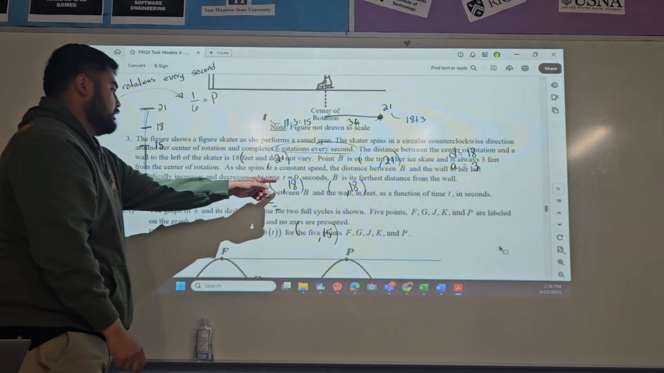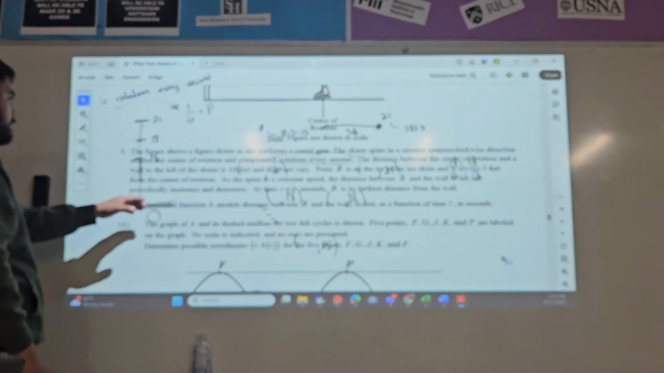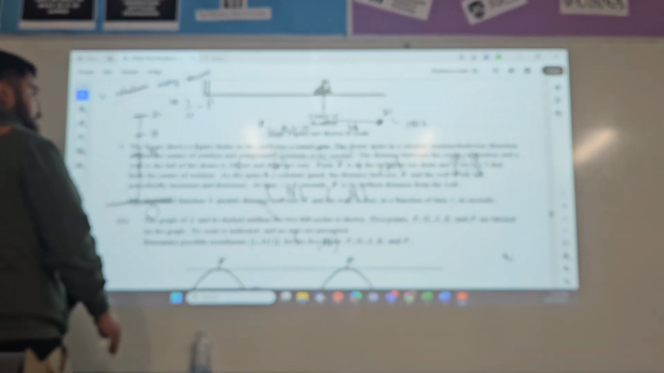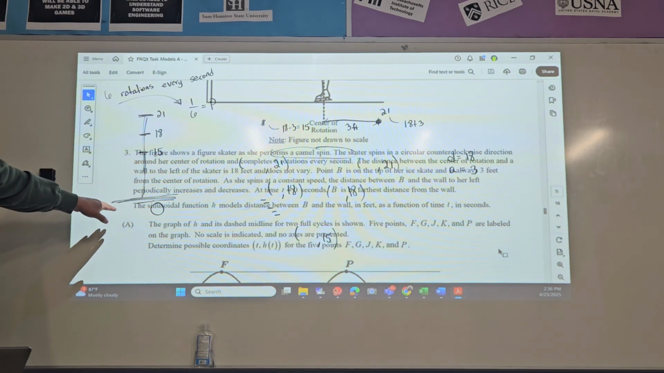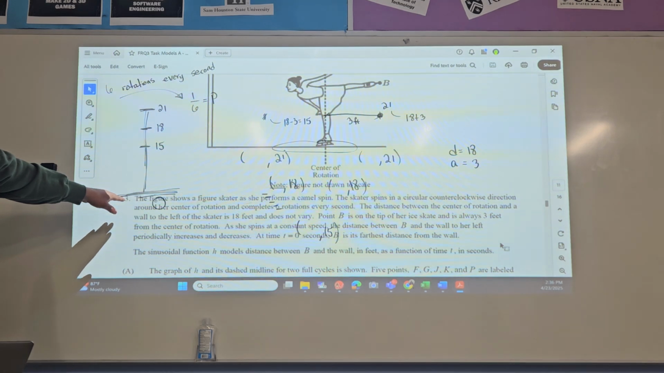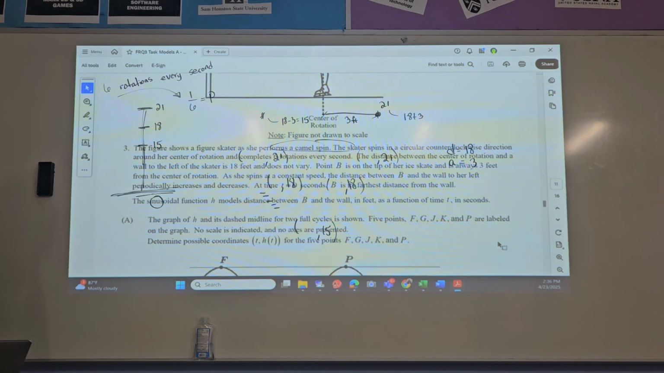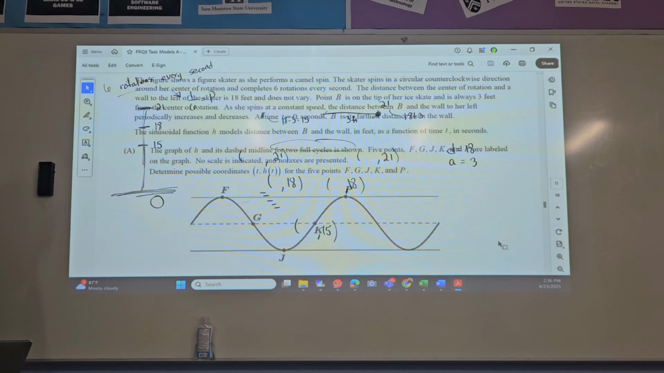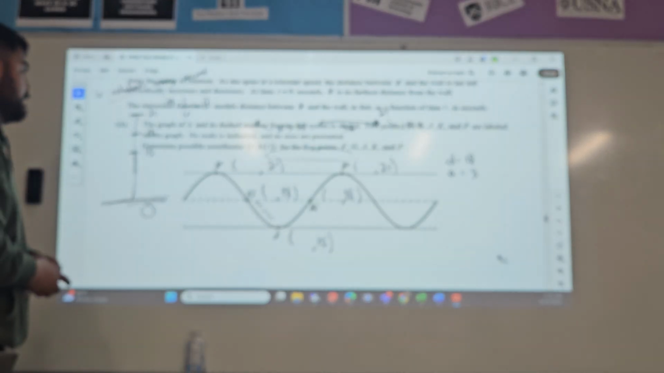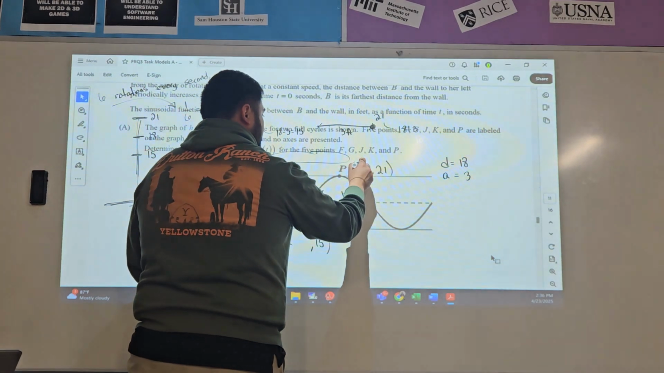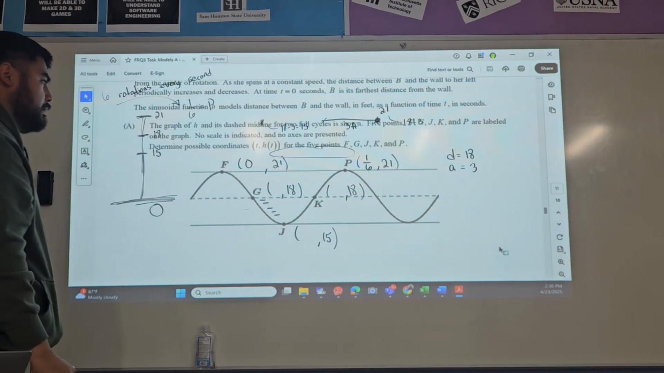So it says here, at time equals 0, B is at the farthest distance from the wall. So if the wall is all the way to the left, you need to figure out what's all the way to the right. Or if you're looking at this diagram over here, you need to figure out what's all the way to the top. And the answer would be 21, right? So 21 is going to be the time for my 0. So if I go down here and reorganize this, that is going to be 1/6, meaning that my 0 is just going to go right there, right?